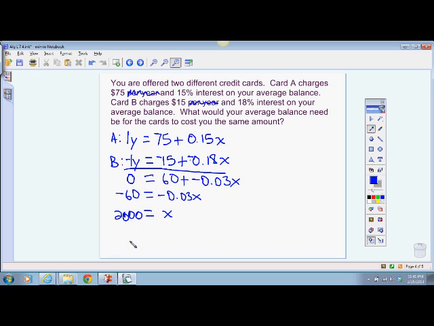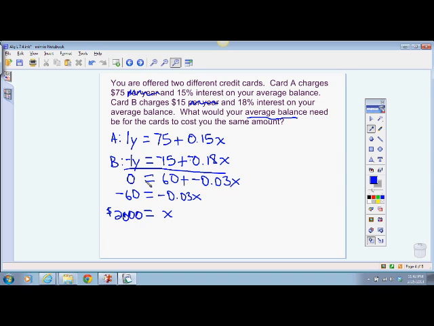There we go. Now remember, x represented what our average balance is, because we're going to pay 15% interest on our average balance. So for these two cards to cost me the same, that would mean that I would have an average daily balance of $2,000. What does that mean? Well, I could put this in here now and solve for y, and that wouldn't hurt anything, but we know that this is going to be the same. x represents our average balance. So if we're going to have an average balance on our credit card of $2,000, it doesn't matter which card we pick, A or B.